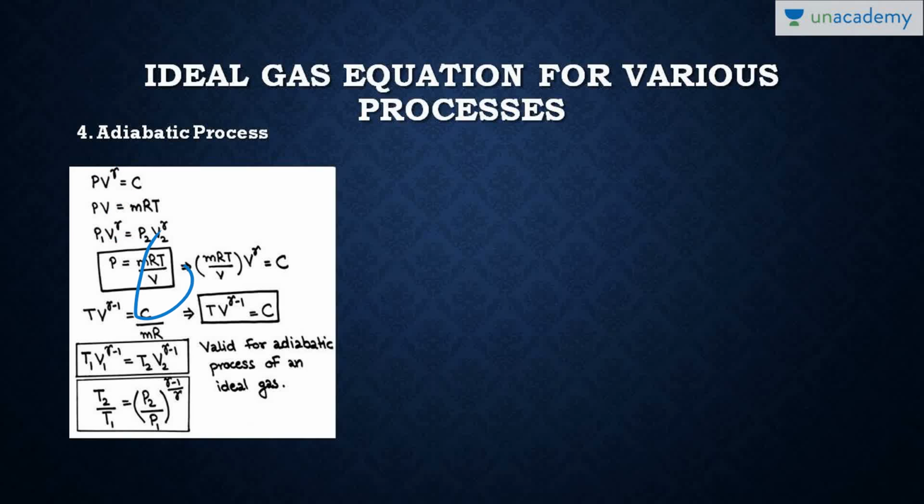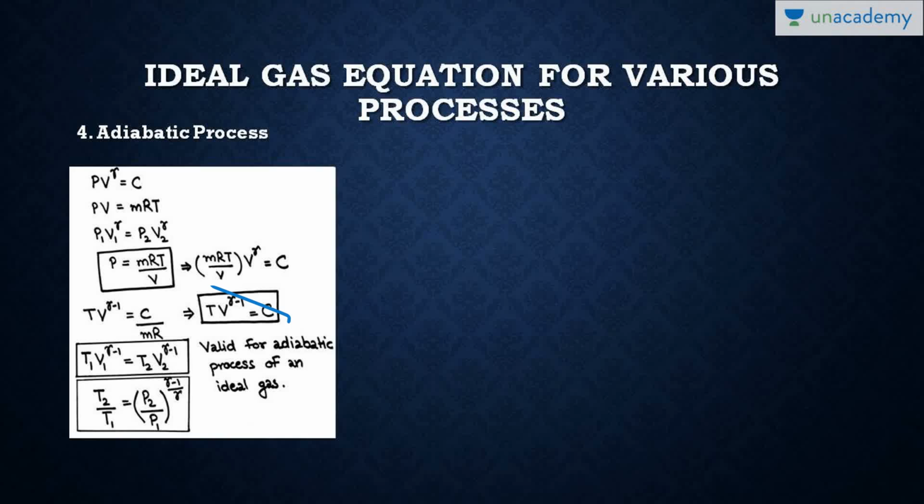which is P is equal to MRT upon V. We know that PV raised to power gamma is equal to constant. Replacing P with the help of MRT upon V, which is MR is constant, T upon V into V raised to power gamma is equal to constant. So the equation becomes T V raised to power gamma minus 1 is equal to C upon MR, which is T V raised to power gamma minus 1 is equal to constant.